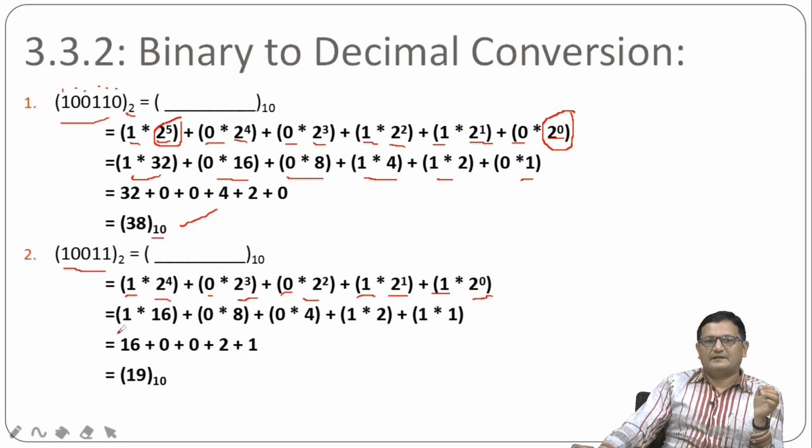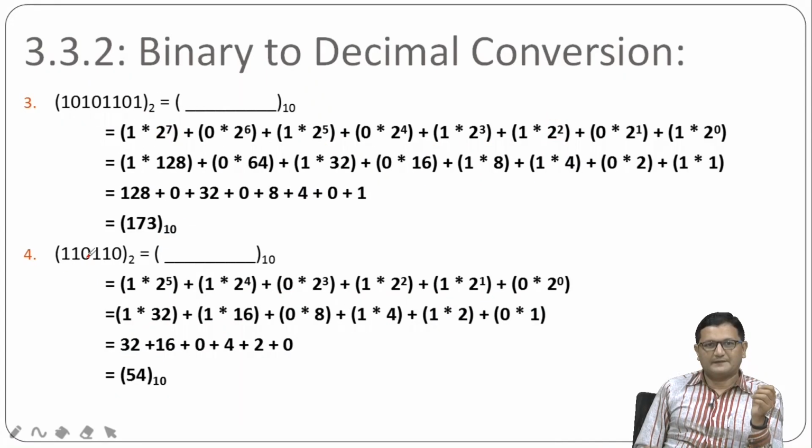2 raised to 4 is what? It is 16. So, 1 into 16, 2 raised to 3 is 8, so 0 into 8, 2 raised to 2 is 4, so 0 into 4, 1 into 2 because 2 raised to 1 is 2, 1 into 1 because 2 raised to 0 is 1, right. Similarly, 1 into 16 is 16, 0 into 8 is 0, 0 into 4 is 0, 1 into 2 is 2 and 1 into 1 is 1. Finally, if you add 16 plus 2 plus 1, you will get 19. So, you can understand that this is the binary of 19, okay, fine.